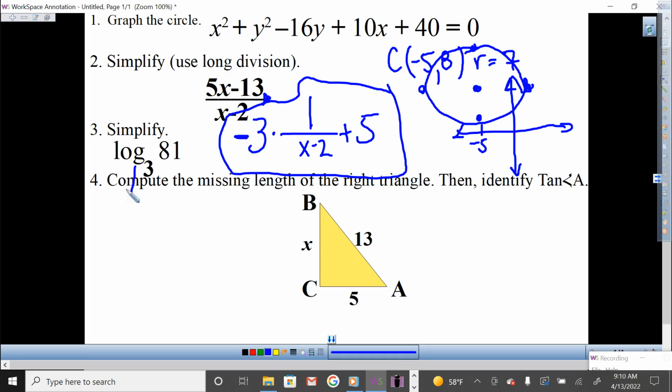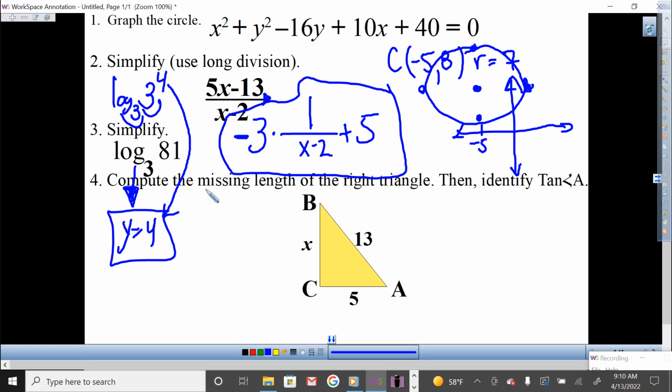All right. Pass someone. Ivan, number 3. Hector. Y equals 4. That is correct. Or another way of rewriting this: log base 3 of 81 and base 3 is 3 to the 4th. So since this is the same as this, the answer is 4.